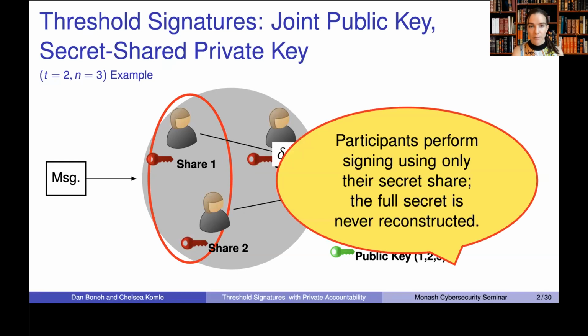And what's nice about a threshold signature scheme is that when participants perform signing, their secret share stays local to themselves. So they don't need to send secret key material over the wire. It all stays local. And really what's only exchanged are these signature shares, which can be sent over a public channel. So that's what's nice: you don't actually send secret values around to each other.